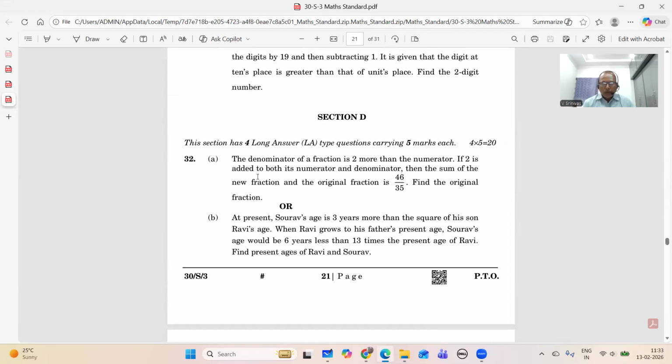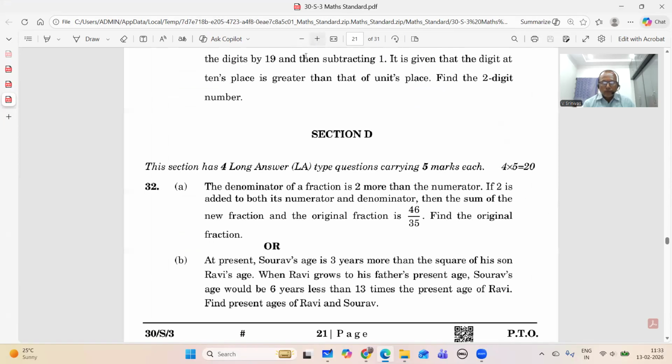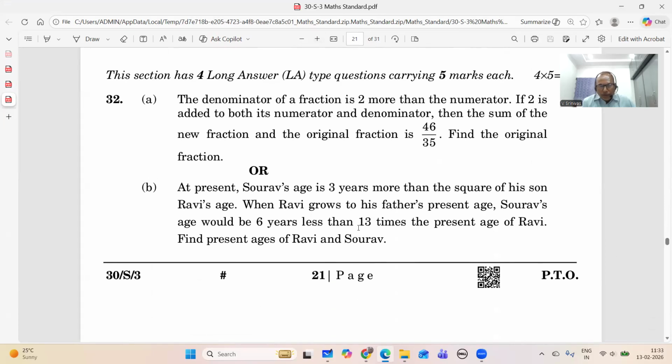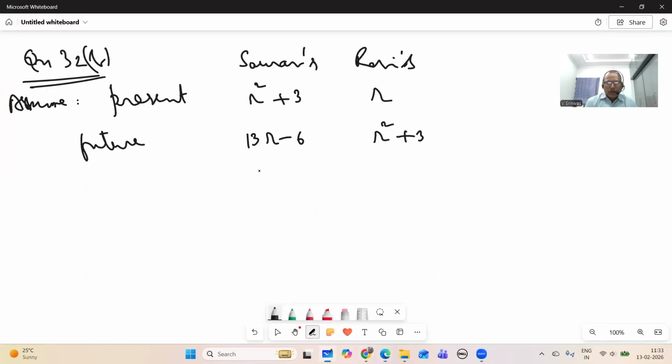When Ravi grows to his father's present age, Saurav's age would be 6 years less than 13 times the present age of Ravi. That is 13r, 6 is less means minus. 6 less than 13 times of r. So we have 13r minus 6. 6 less than 13 times of present age of Ravi.